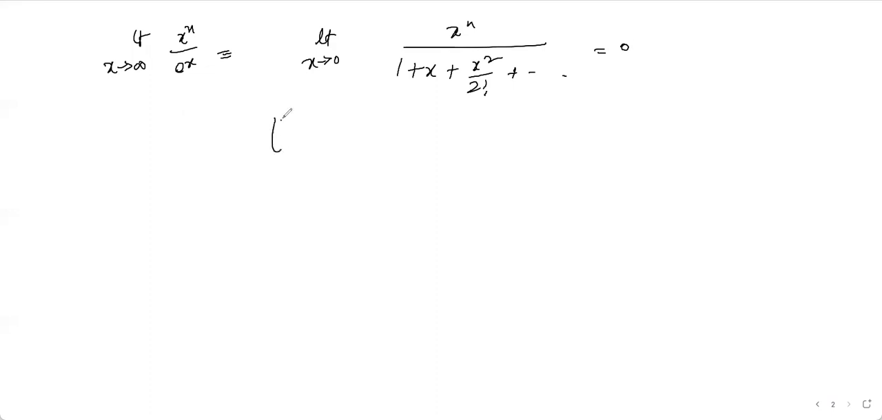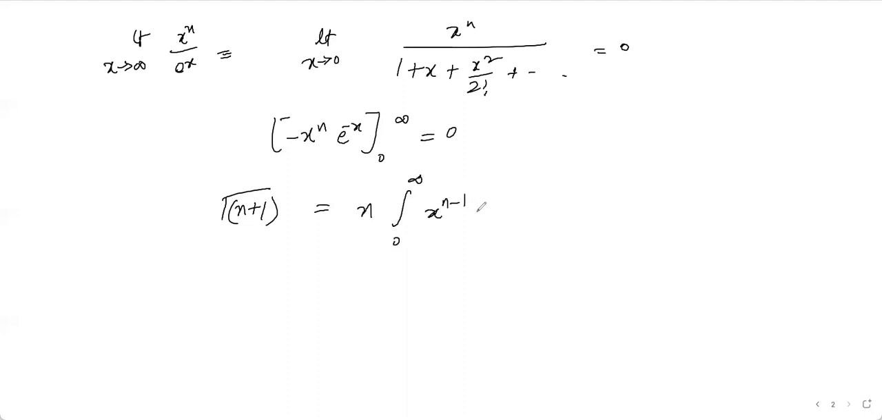Hence minus x to the power of n e to the power of minus x from 0 to infinity is 0. Equation 1 becomes gamma n plus 1 is equal to n times the integral from 0 to infinity of x to the power of n minus 1 e to the power of minus x dx. Therefore gamma n plus 1 is n gamma n.